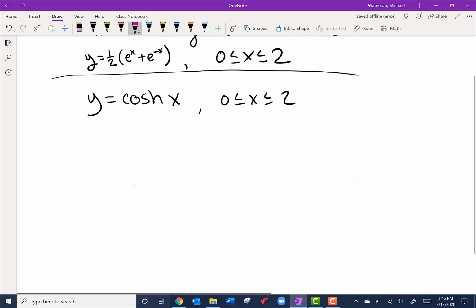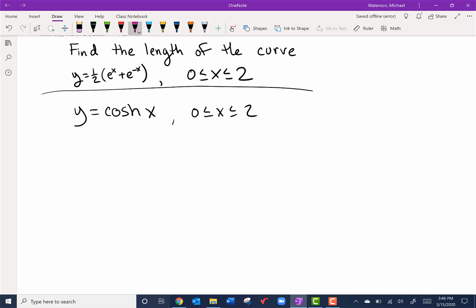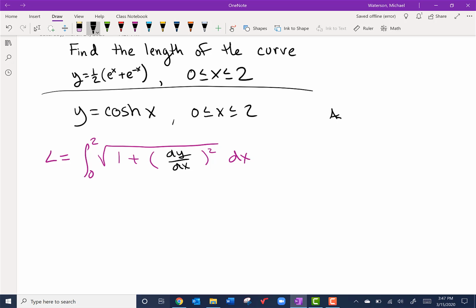And let's see what we can do with this. So the length of our arc from 0 to 2 is going to be equal to the integral of the square root of 1 plus (dy/dx) all squared. So let me just pop that in there. Let me just write in dy/dx all squared. So let's go find our dy/dx. Just a little bit of work off to the side.